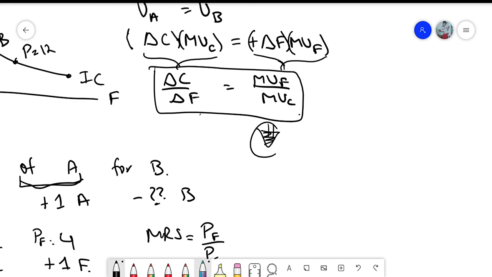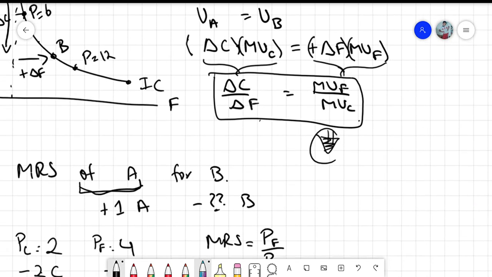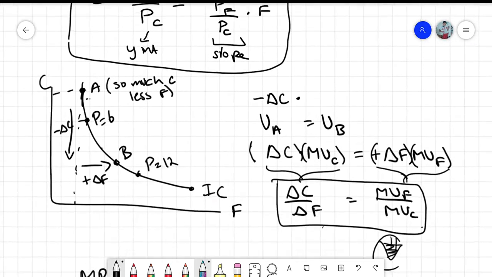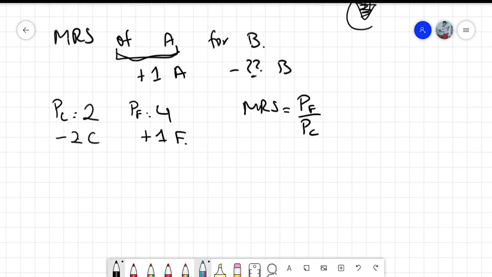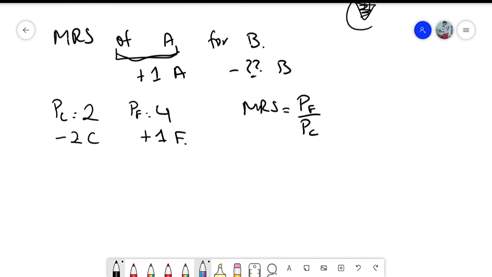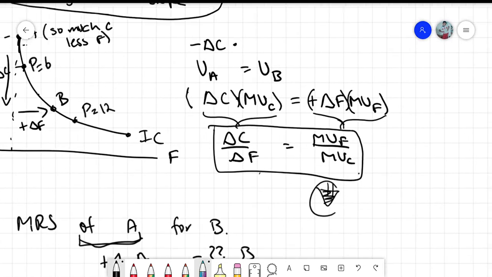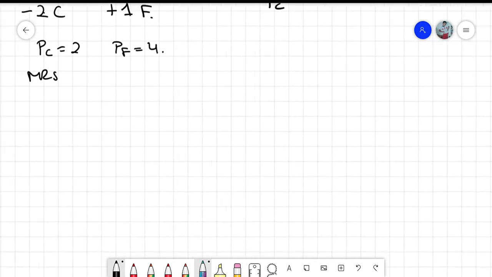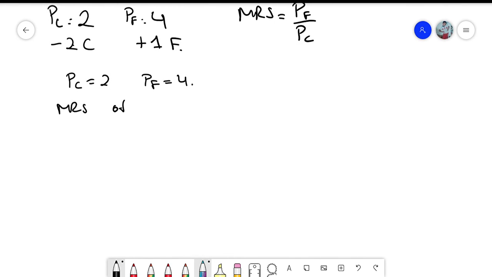Because for MRS, where we did PF over PC, that was what? Hold on. Let's say that PC equals 2, right? And PF equals 4. And I'm trying to find the marginal rate of substitution of the x-axis, which in our case is F. Marginal rate of substitution of F for clothing.